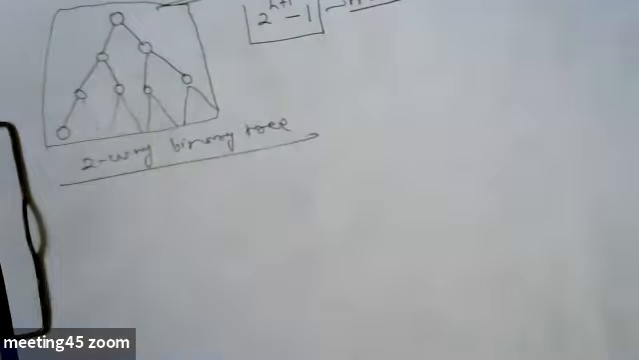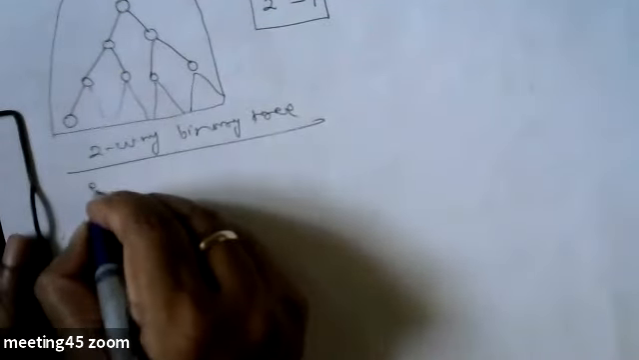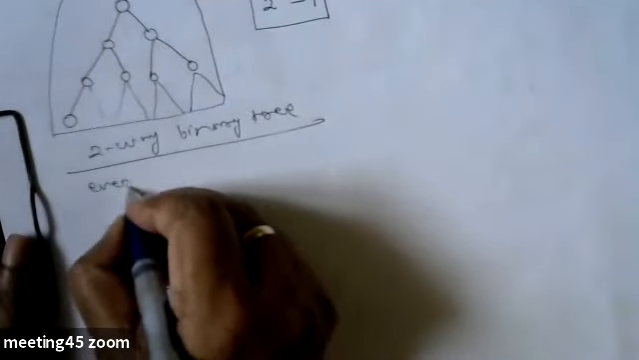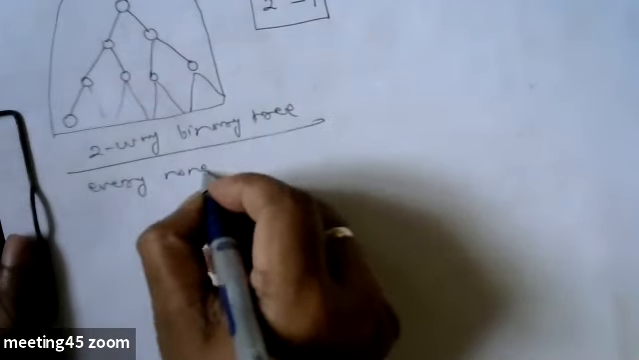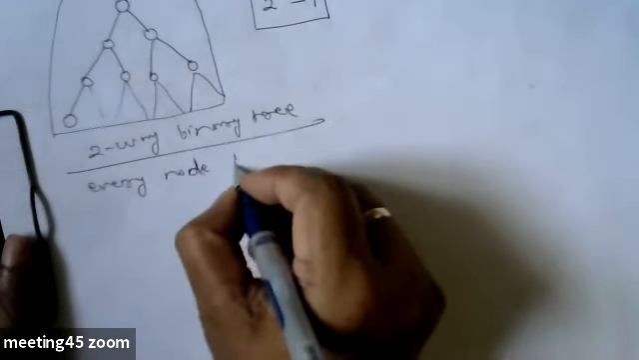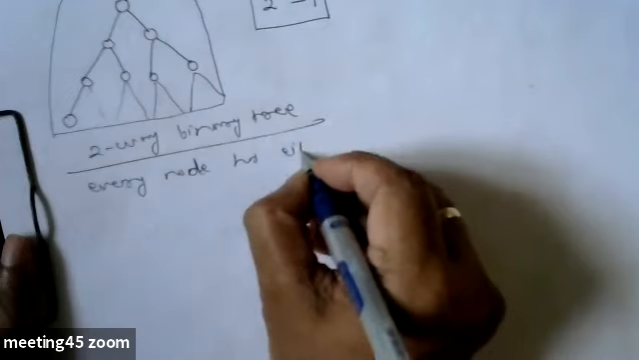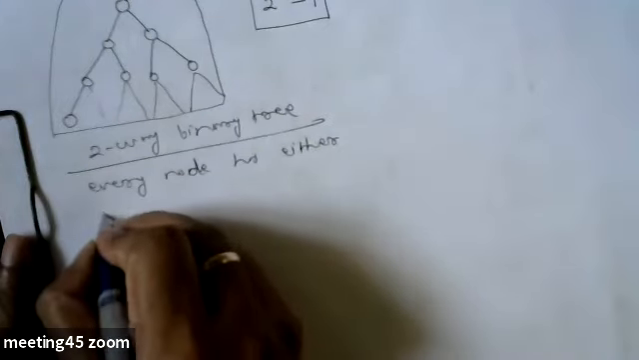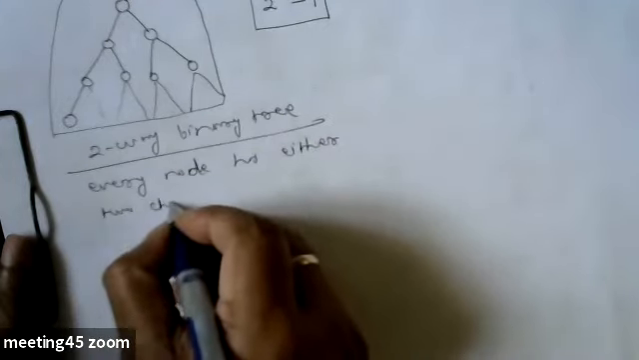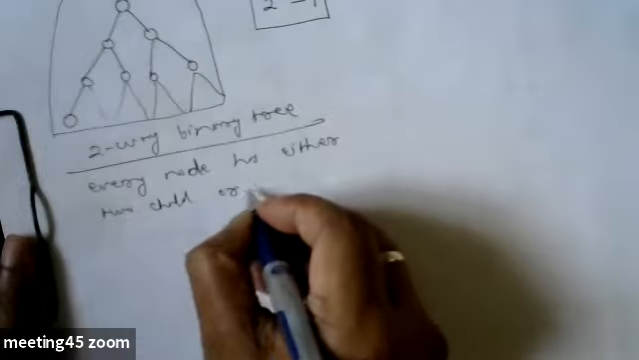Yes, what is a two-way binary tree? They're saying every node has either two children or zero children. Means how it looks like.